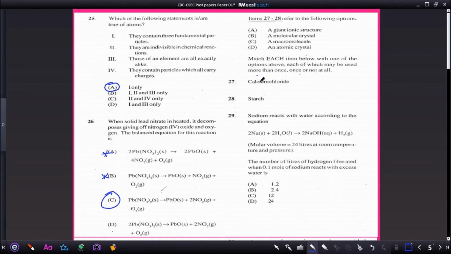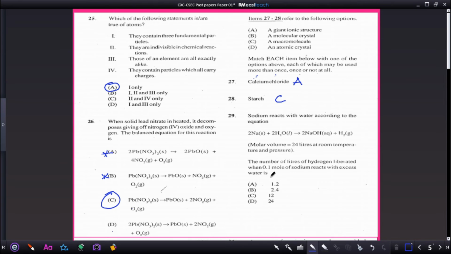Calcium is a metal. Chloride is a non-metal. Non-metal and metal give ionic compounds. Ionic compounds are giant ionic structures. So for calcium chloride, it is A. Starch is a macromolecule. All right, so macromolecule, so that's C.